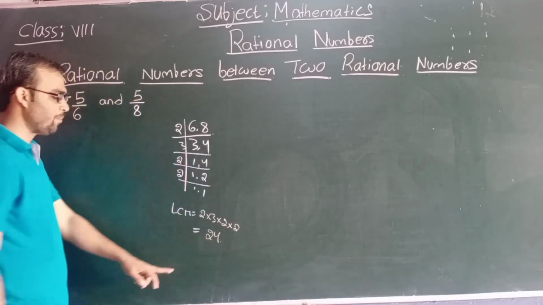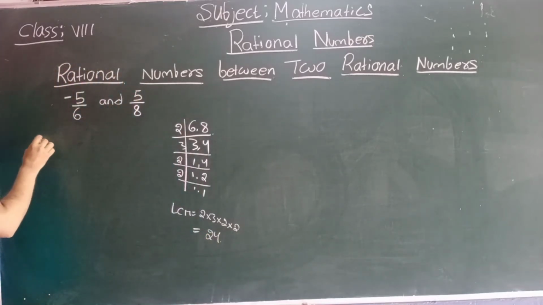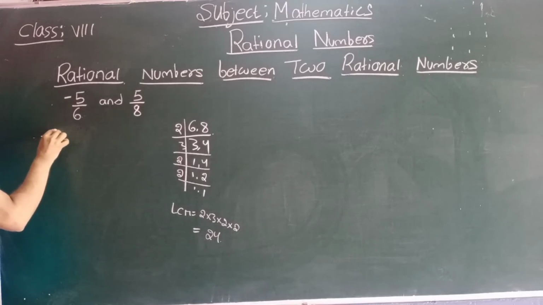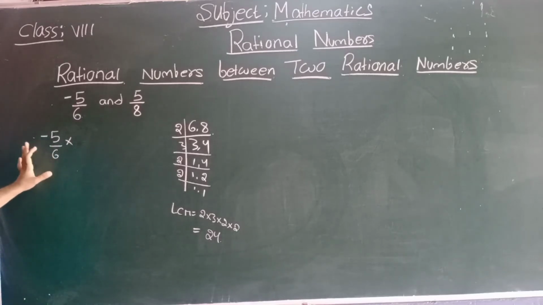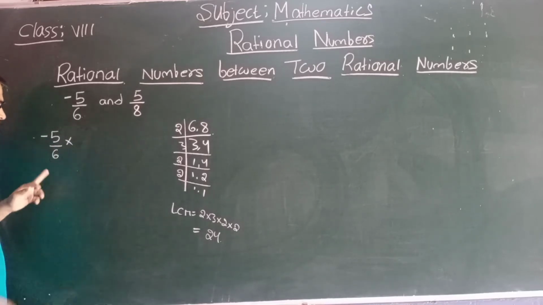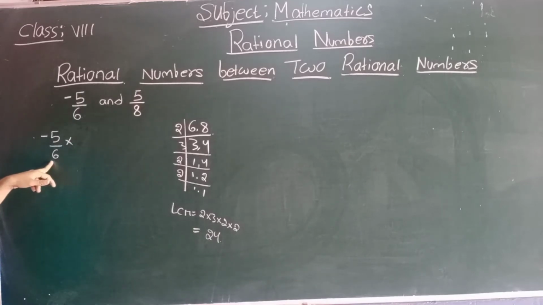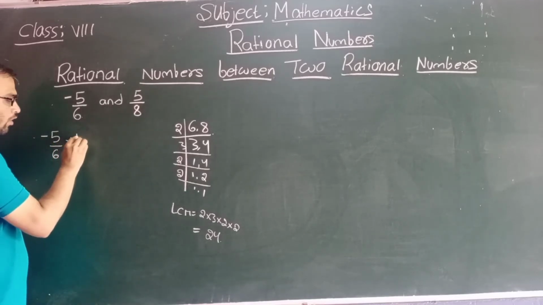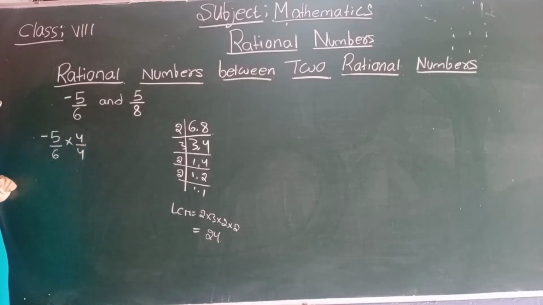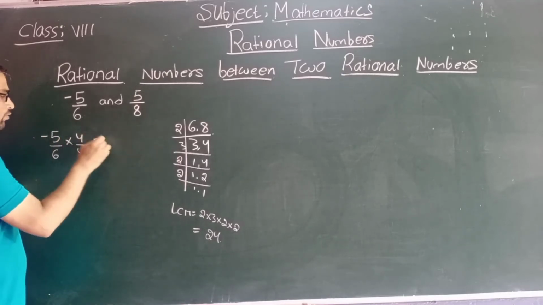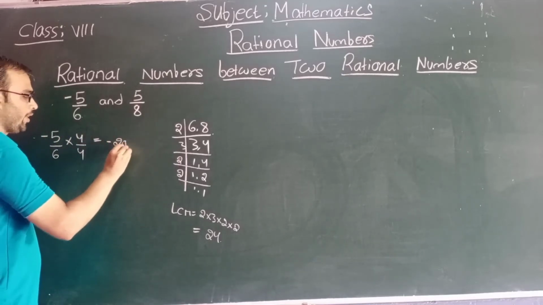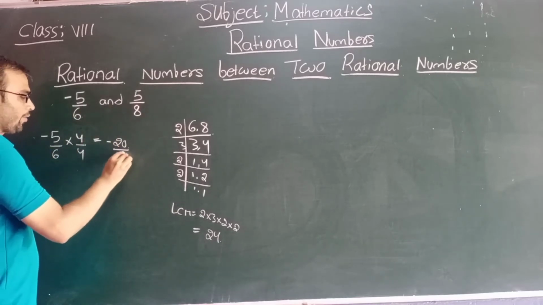So here, what is the LCM? LCM is 24. Now look here, take this one first, -5 by 6. You need to equalize the denominators of these two rational numbers. Here 6 is there, and the LCM is 24. Then what do you need to multiply to 6 so that you can get 24? 4, no? 6 4s are 24. So here multiply 4 by 4. Minus into plus will be minus. 5 4s are 20 divided by 6 4s are 24.